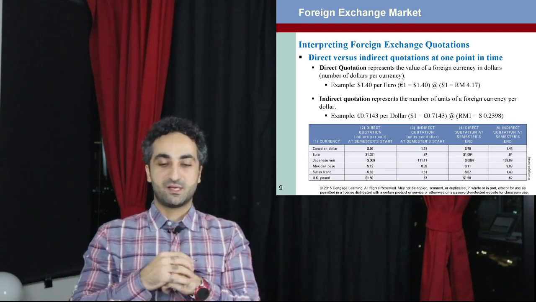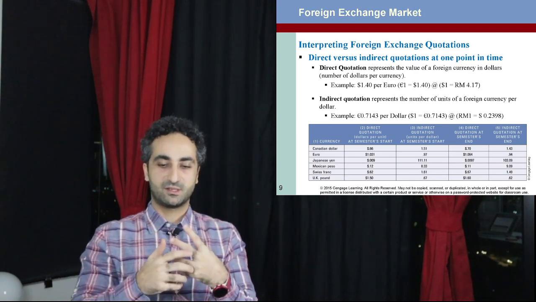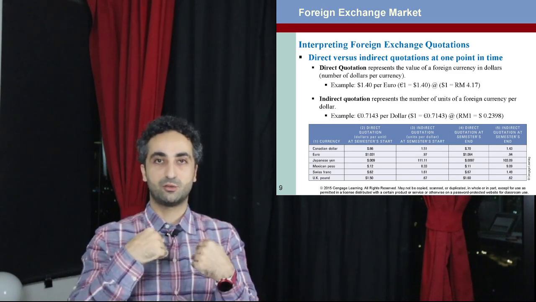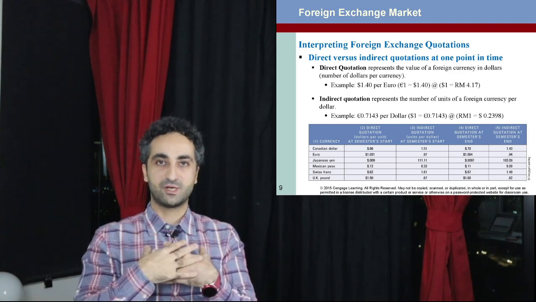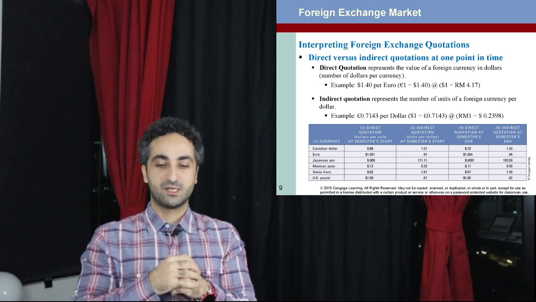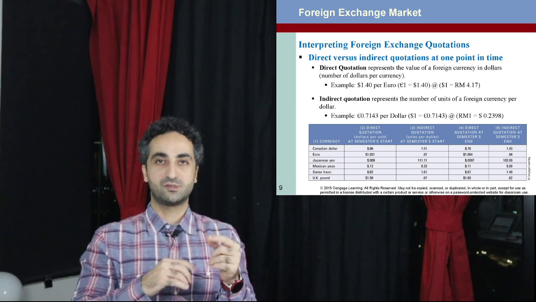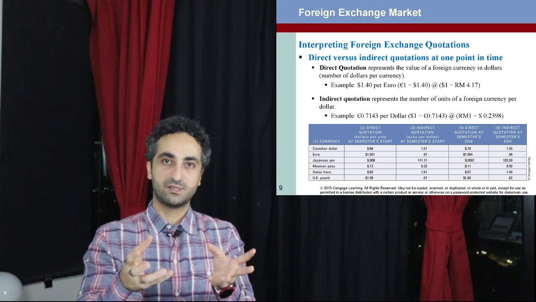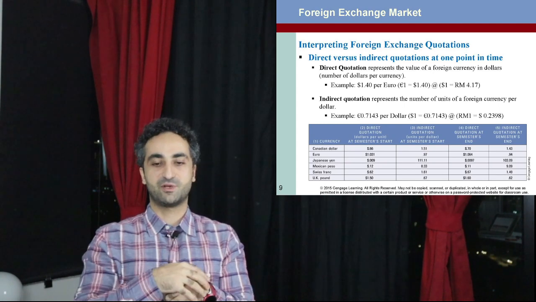Now, on the other side, we have indirect quotation. Indirect is basically the opposite: the number of units of a foreign currency per one local currency. So let's go back to the same example. As US people, our indirect quotation would be something like 0.7143 euros per 1 USD. So how many foreign currency units can I get for one local currency? The opposite of the previous.